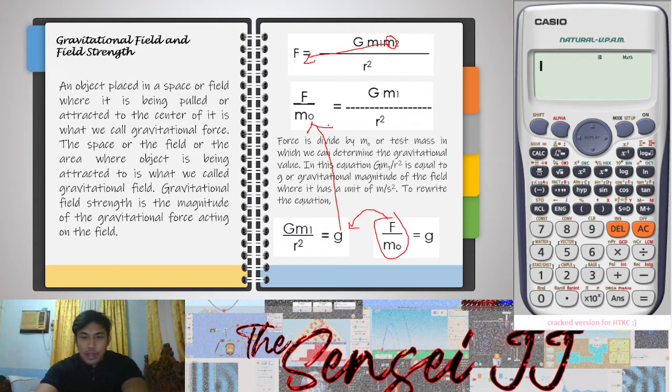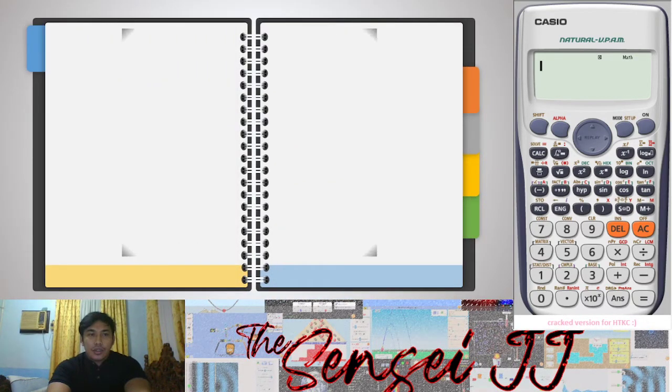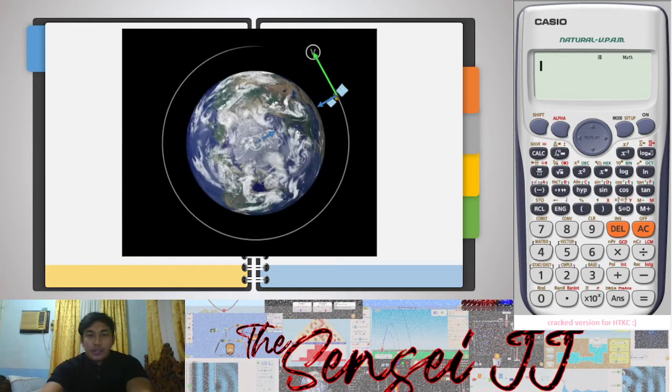Okay, so yeah, so we have here the test mass m0, and our g here is what we call the gravitational magnitude of the field. Okay, so that is just how we are going to test our gravity. So here's an example of our gravity pulling on both objects.